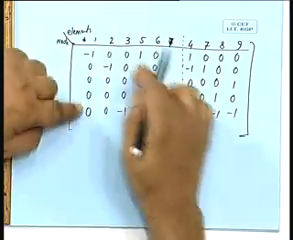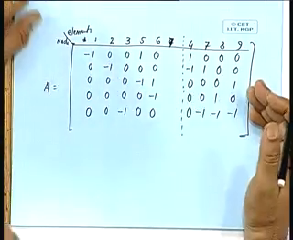Now, by transformation of this to a unity matrix, you can generate Q and finally B matrix.